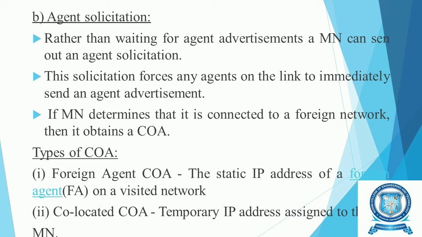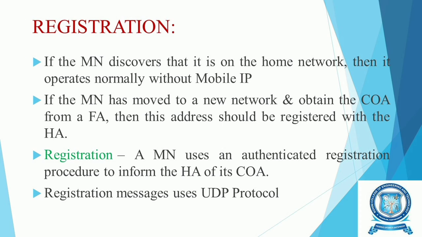Then we can see agent solicitation. Rather than waiting for the agent advertisement, a mobile node can send out an agent solicitation. This solicitation forces any agents on the link to immediately send an agent advertisement. If the mobile node determines that it is connected to the foreign agent, then it obtains the care-of address. So we have two types of care-of address, as we have already seen: foreign agent care-of address and co-located care-of address.